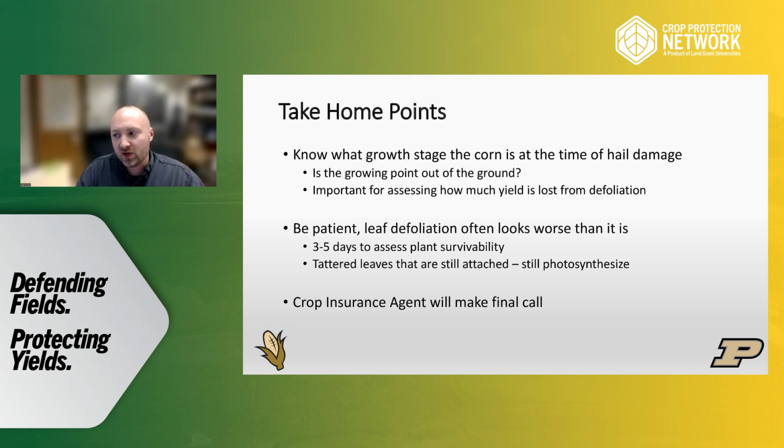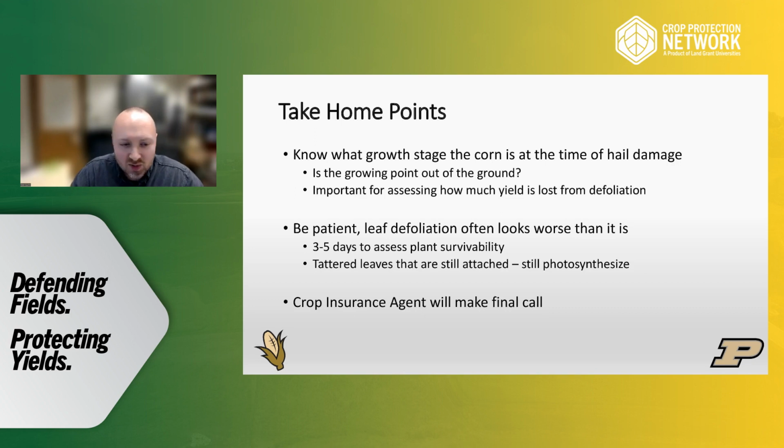Another important part is to be patient with hail damage. A lot of times that's easier said than done, especially for the farmers, but be patient. Leaf defoliation a lot of times looks worse than it is. Especially in the vegetative growth period, with young corn plants, give it about 3 to 5 days to assess whether the plant is going to regrow. Is there some survivability, or is it not going to survive, and do we count that as potential stand loss? Tattered, torn leaves that are still attached to the plant can still photosynthesize and contribute to yield development.